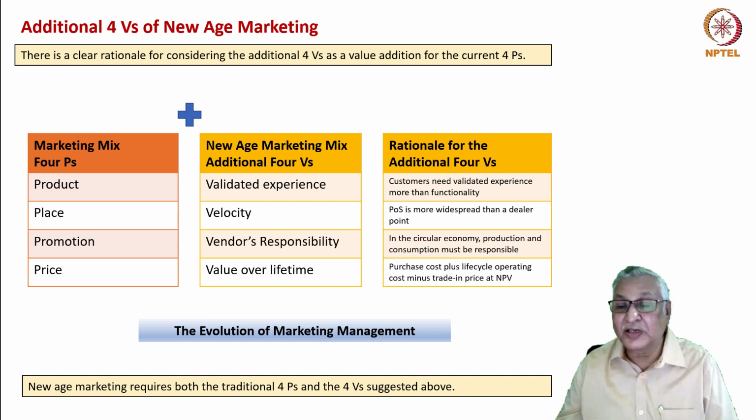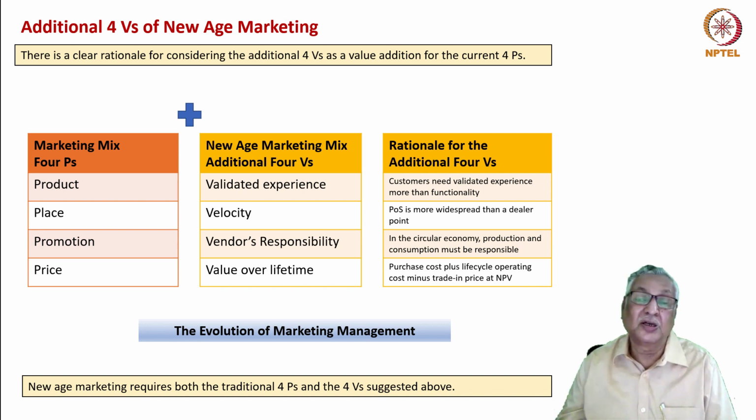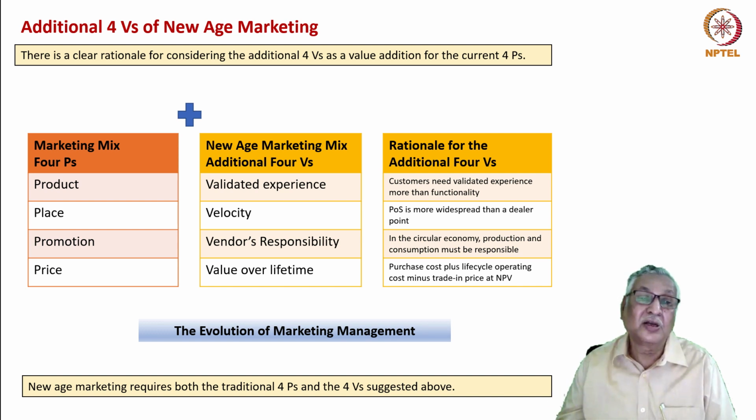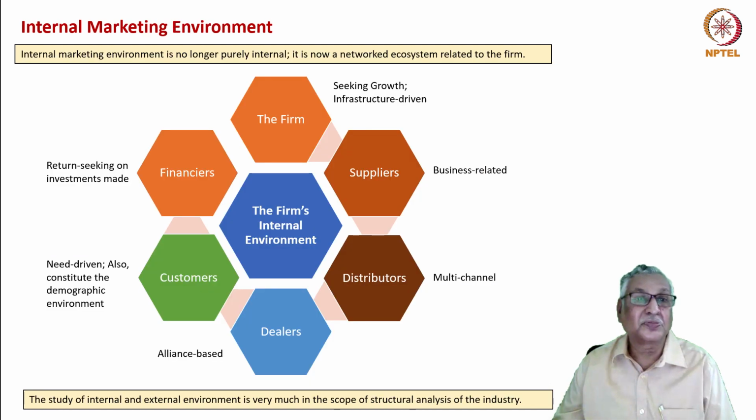Purchase cost plus life cycle operating cost minus trade-in price, when computed at net present value, is going to determine the value over lifetime. Therefore, there is complex arithmetic involved. There is also perceptive judgment involved in the four V's construct that I have proposed. And this is the new evolution of marketing management. I would suggest that in the formulation of marketing strategy, you must not only confine yourself to the four P's, but you must extend yourself into the four V's without losing track of the four P's.